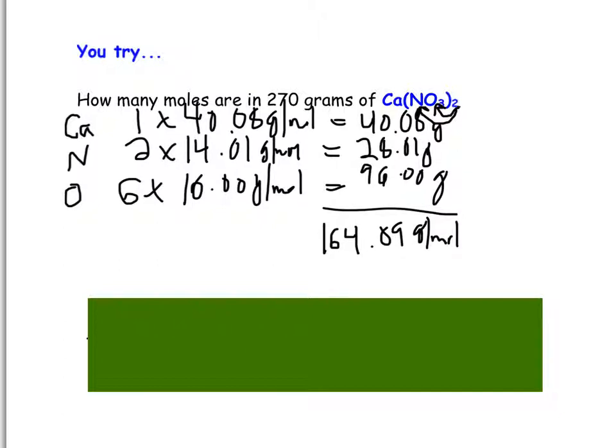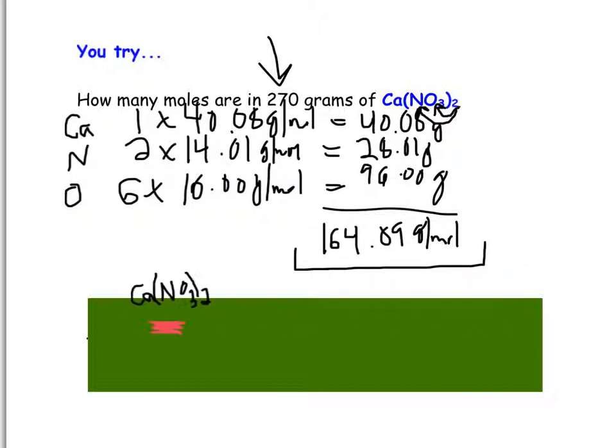And so this is telling us that we're starting with 270 grams of calcium nitrate. Well, we know that every mole of calcium nitrate is equal to 164.09 grams. So we know that our answer should be probably somewhere close to 2 moles. Because if you double the mass of this, you get an answer of about 320. So we should be saying between 1 and 2 moles.